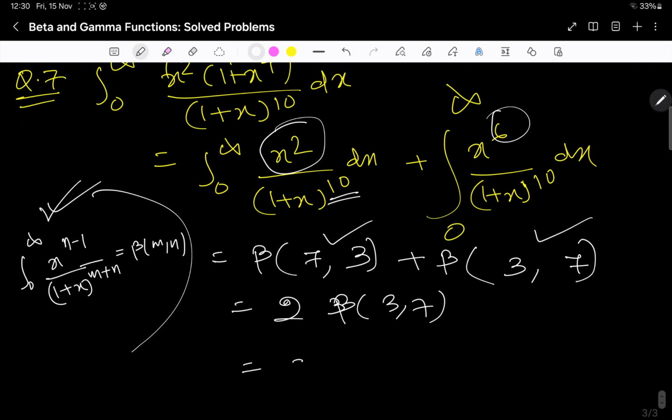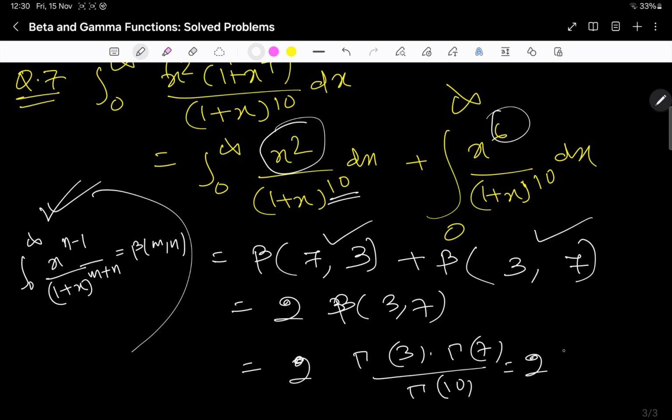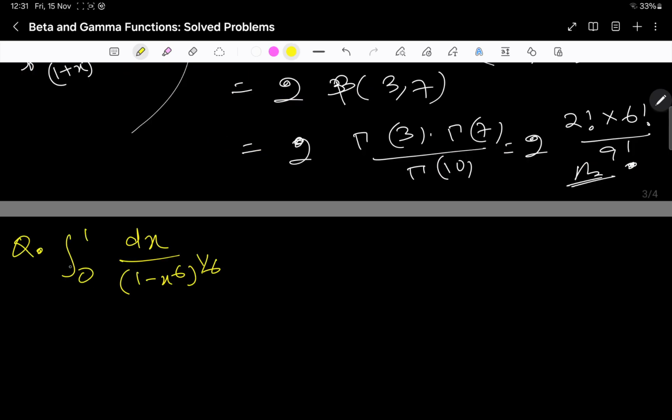So this is equal to twice gamma 3 into gamma 7 by gamma 10. So this is equal to twice factorial 2 into factorial 6 by factorial 9, right? So this will be your answer after simplification. Coming to one problem, integral 0 to 1 dx by this.